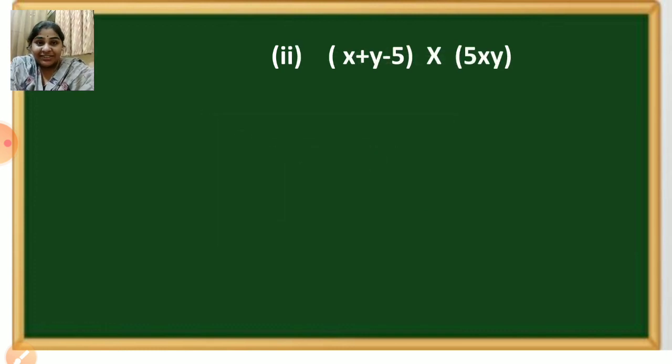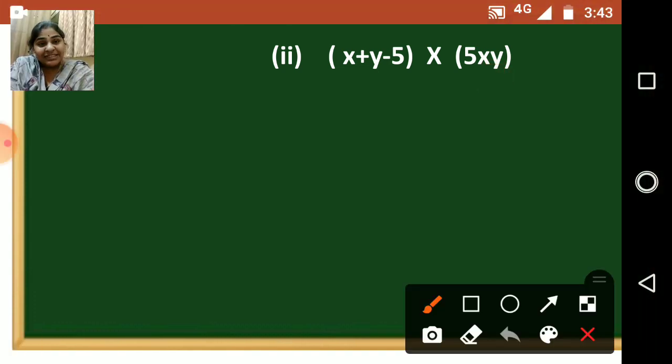Let us proceed with the second bit in question number 2. Now here it is (x plus y minus 5) multiplied by 5xy. Here the first expression is a trinomial and the second expression is a monomial. So let us solve this first and then we will see the solution.